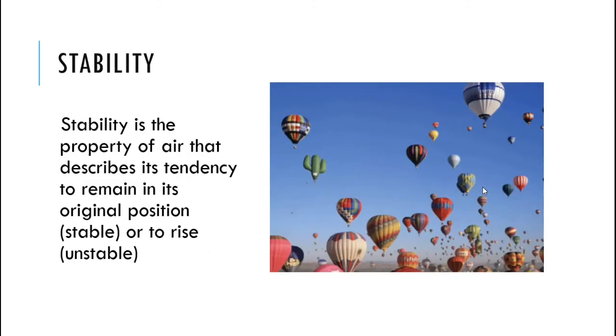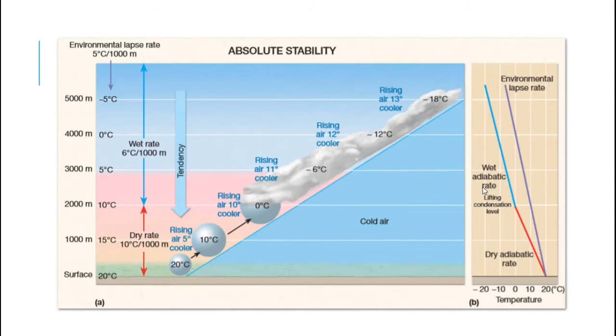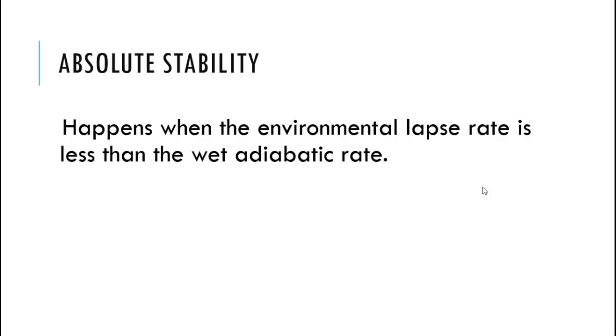Okay, now let's talk about stability of air. Stability is the property of air that describes its tendency to remain in its original position. When we say stable, hindi na siya yung akyat, bababa, or hindi na siya mabilis mag-float or mag-rise and then mag-sink. Okay? So, if it can still easily rise or sink, that is unstable. Okay, looking at this, ano yung absolute stability?